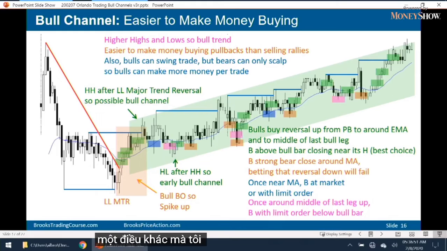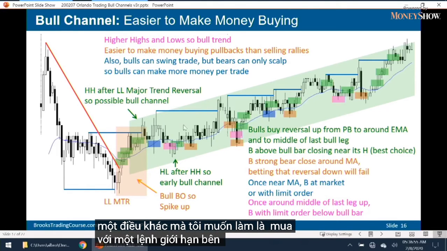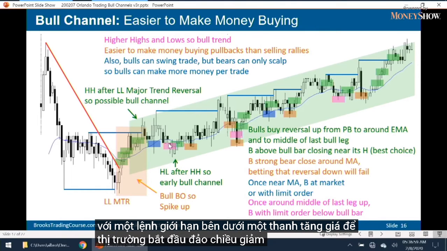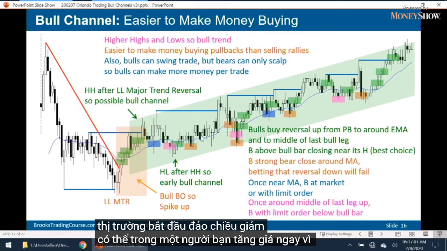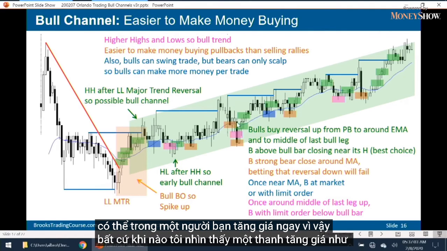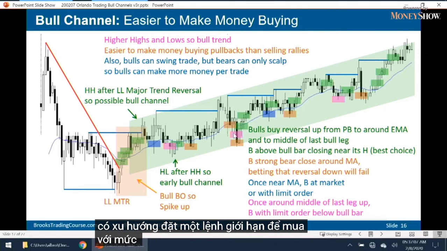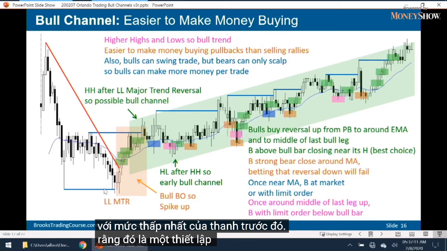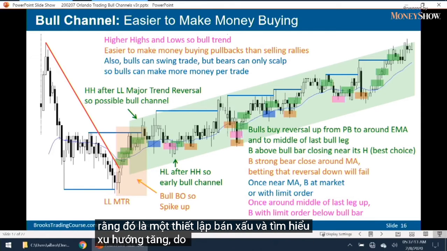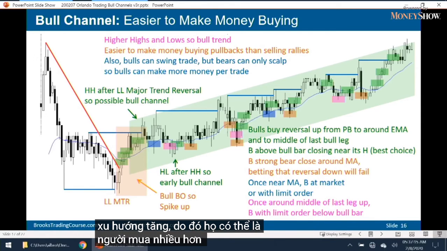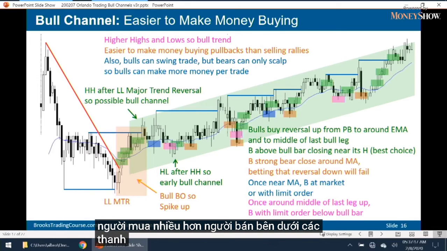Another thing that I like to do is buy with a limit order below a bull bar. So the market's trying to reverse down, probably in a bull trend, right? So anytime I see a bull bar like that, I tend to place a limit order to buy at the low of the prior bar, betting that it's a bad sell setup, and we're in a bull trend. Therefore, there are probably more buyers than sellers below those bull bars.